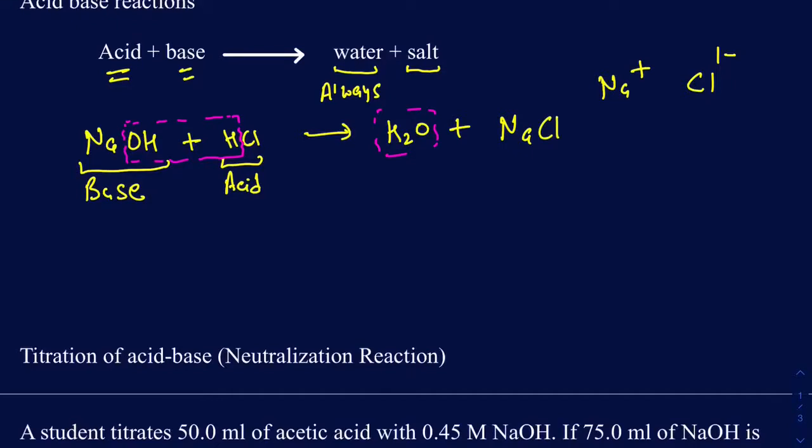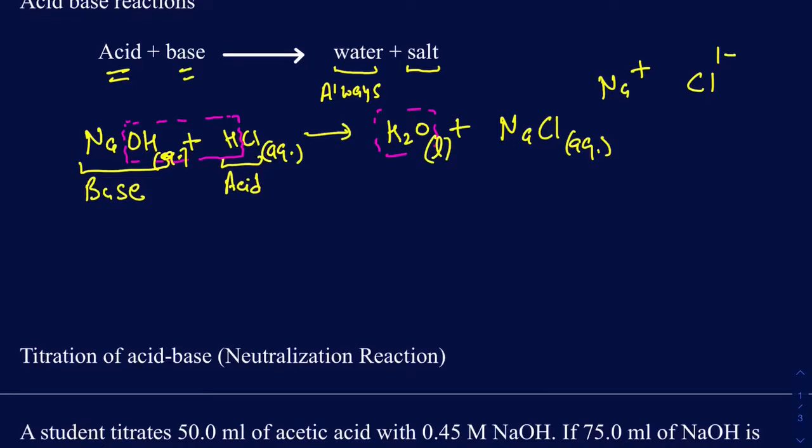So everything here is usually written in aqueous form, which means it dissolves in water. So NaOH aqueous and HCl aqueous, and the salt that we make, NaCl, is also going to be aqueous, because remember the solubility rules, it dissolves in water. And then the water that's made is going to be a liquid. You don't write that as aqueous.